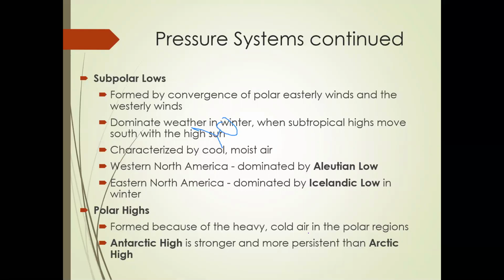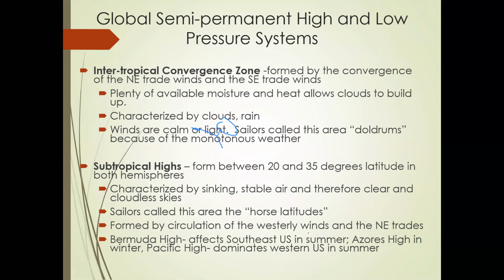Polar highs formed because of the heavy cold air in polar regions. Antarctic high, stronger, more persistent than the Arctic high. Then the Intertropical Convergence Zone formed by the convergence. Remember what happens when air converges. The only place it has to go is up, and rising air is unstable air. And we got plenty of moisture availability because most of this is happening over the oceans. Formed by the convergence of the northeast trade winds and the southeast trade winds. Plenty of available moisture allows clouds to build up, characterized by clouds and rain.